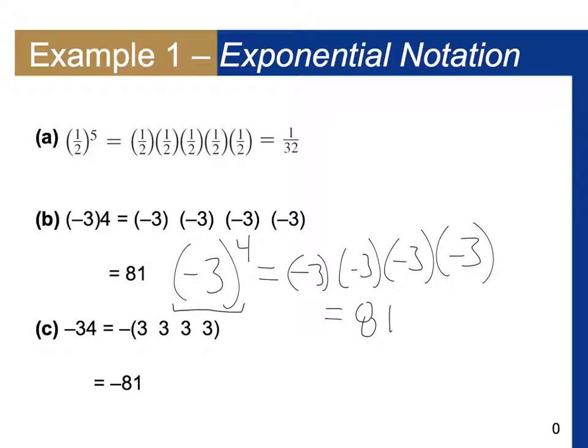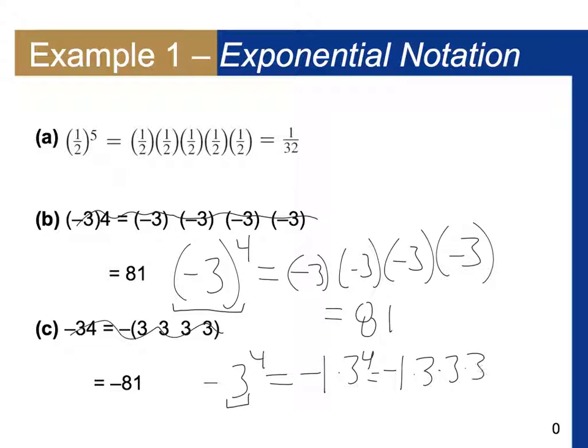This bottom one is -3 to the fourth. Now notice we don't have parentheses there. So we're not really multiplying -3 four times. What we're multiplying 4 times is just that 3. So this is actually -1 times 3 to the fourth, which is -1 times 3 times 3 times 3 times 3, which gives us -81. So be careful with that. When you don't have parentheses in your base, you can only use one character.